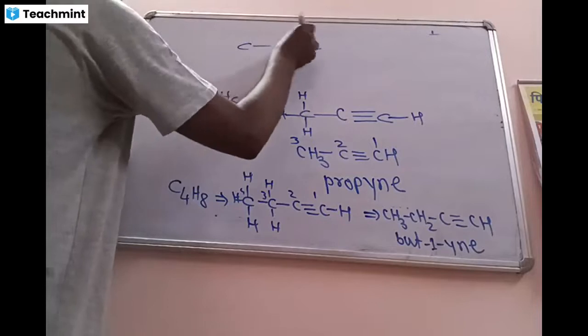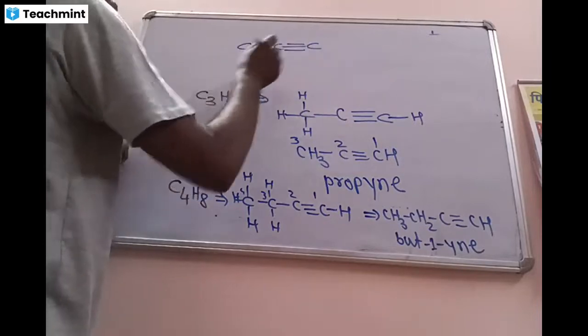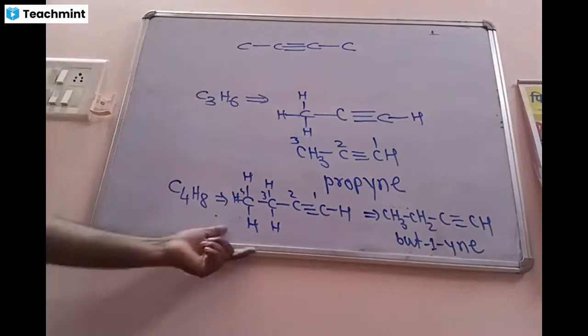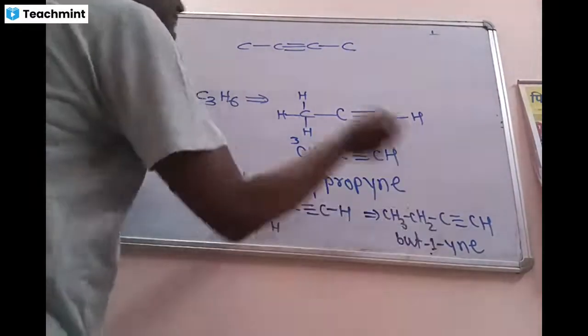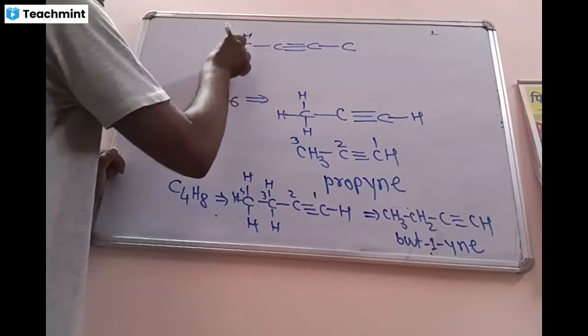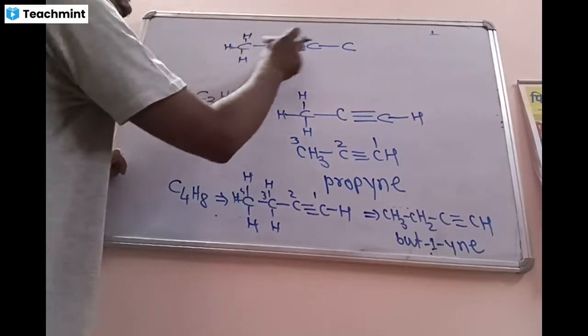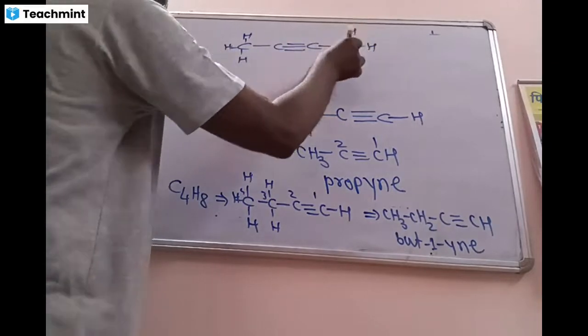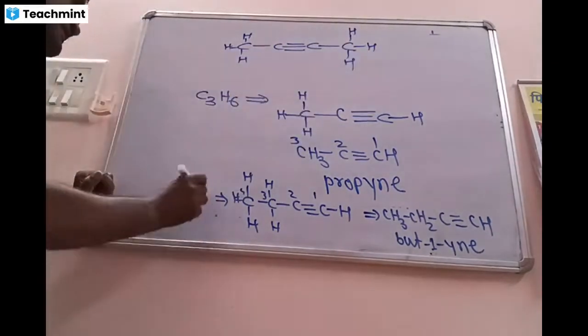So if I place the triple bond here, then is there any other possibility? Yes. So you have to mention here 1. Then here it is your CH3. No need of hydrogen. Here again 3 hydrogens are required. What is the formula? C4H6.